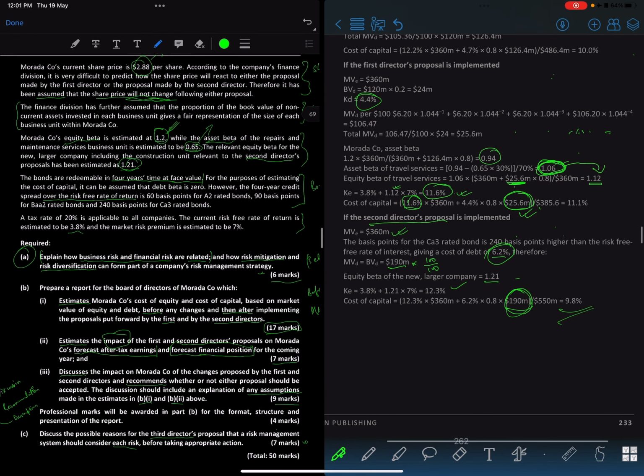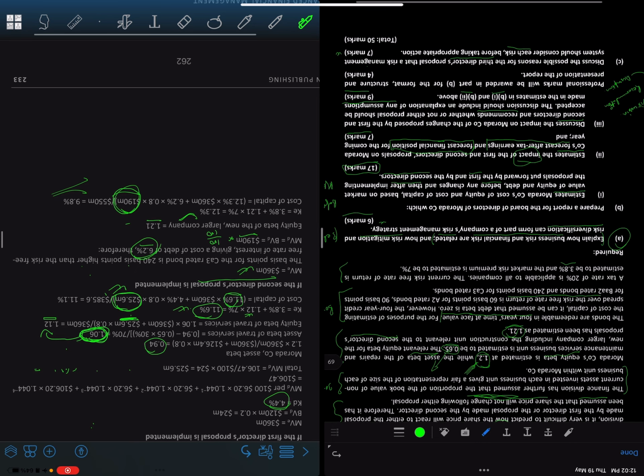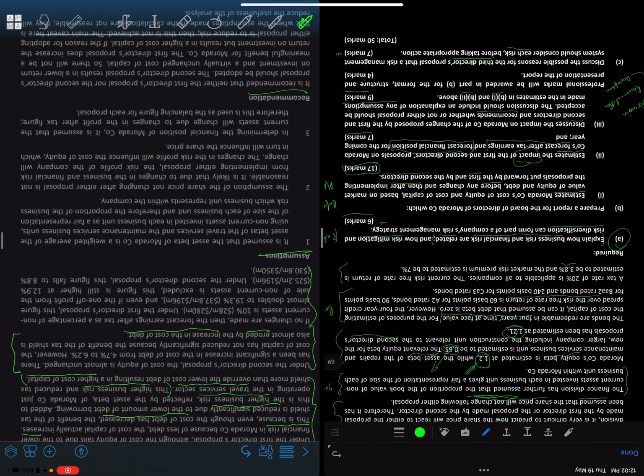The proportion must be higher for sure. 190 divided by 550, 34%. Yeah, the proportion is higher. Even our cost of equity is also higher because we have a higher equity beta. So whatever the tax shield there was is being eroded by the increase in cost of debt, right?